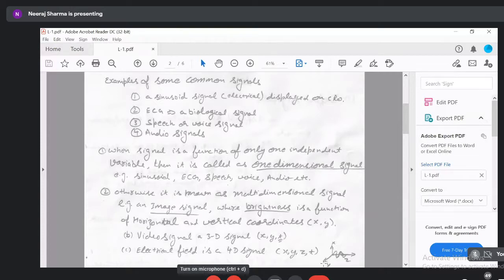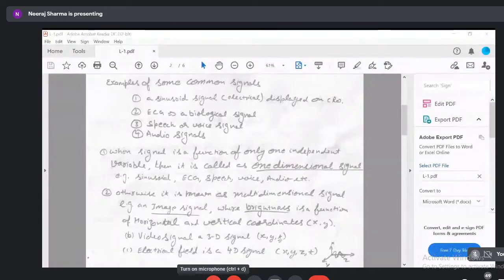और you can resolve the electric field component among x axis and y axis also, right? So ये इलेक्ट्रिक फील्ड जो है इसका डिस्क्रिप्शन है. And the magnitude of the signal is also keep on changing with respect to the time. So there will be fourth parameter, that is t, right? So that is defined as a 4D signal. So this is about the dimensionality of the signal. So if you have any question or query regarding the dimensionality of the signal, then you can ask.